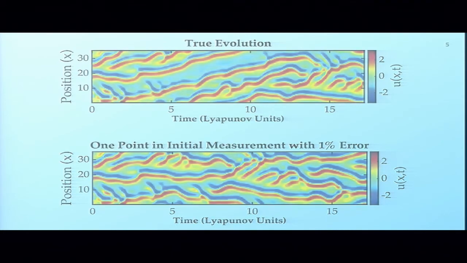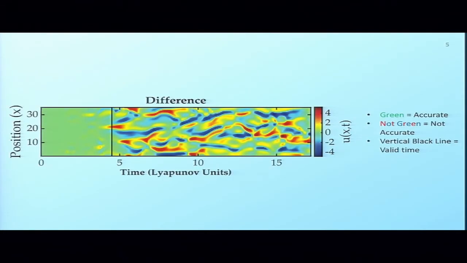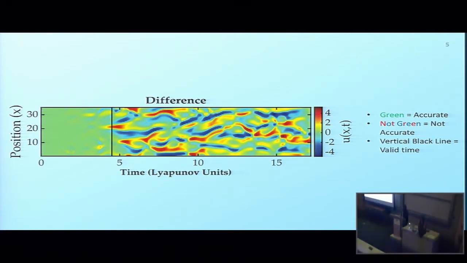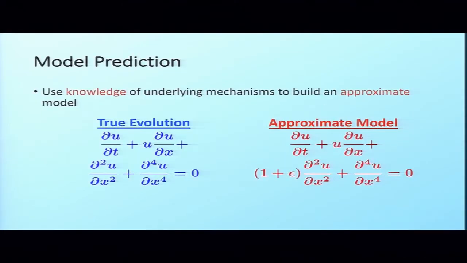And we can see this even more clearly if we then go and look at the difference between these two plots. So here the green is representing where they're pretty similar, so it's fairly accurate, and the not green is representing where they're not accurate, where they began to diverge. And we see that the black line denotes around where this prediction is beginning to fail, and it happens after around 4.5 of these Lyapunov time units.